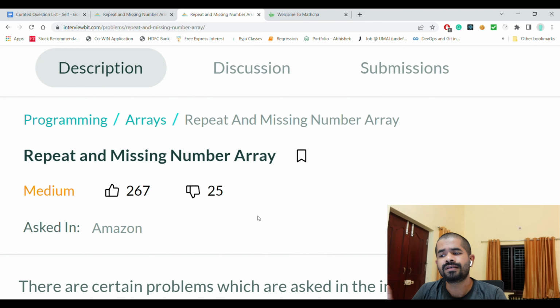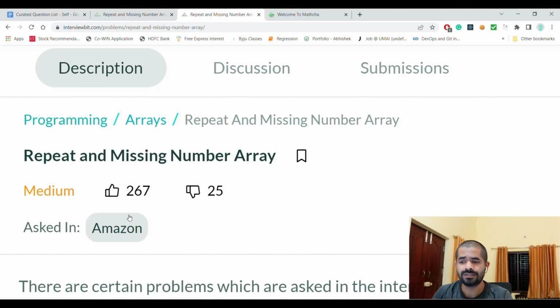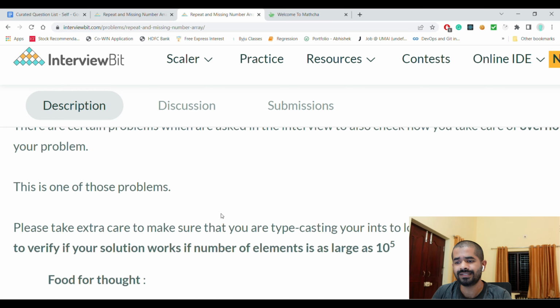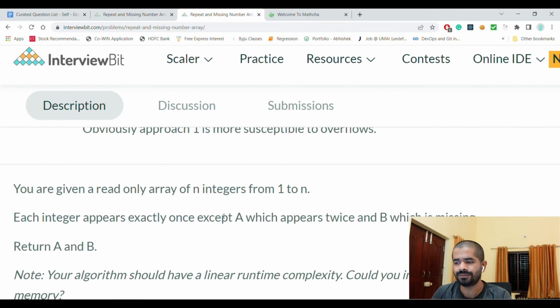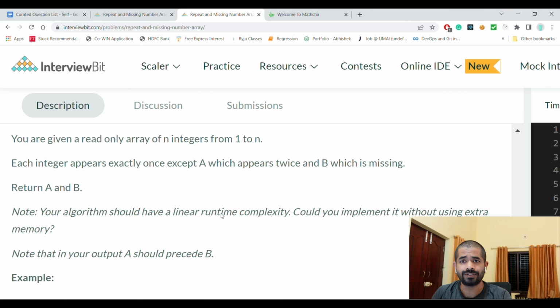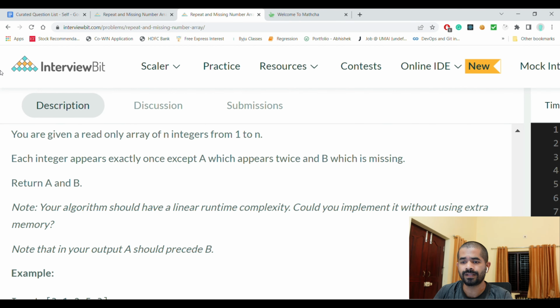Let's get started. Today we are going to look at this problem called repeat and missing number array. This was asked in Amazon. It's an interesting, easy problem, but you'll have to think when it comes to coming up with an optimal solution. Let's take a look at the problem.